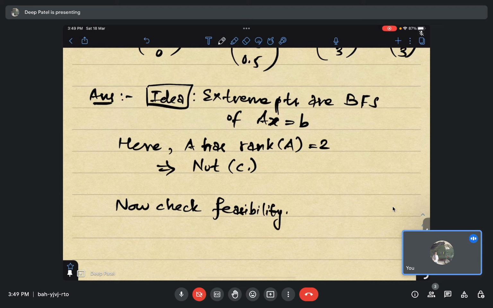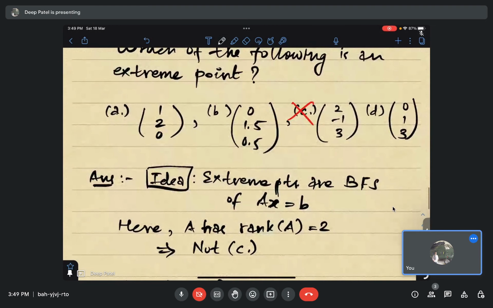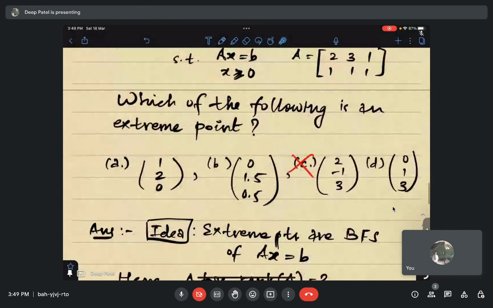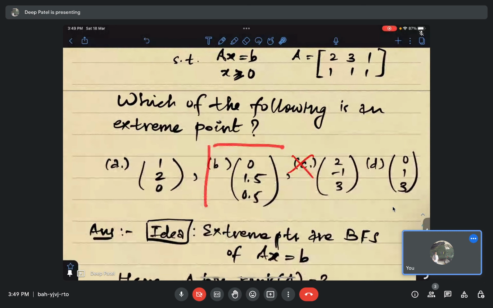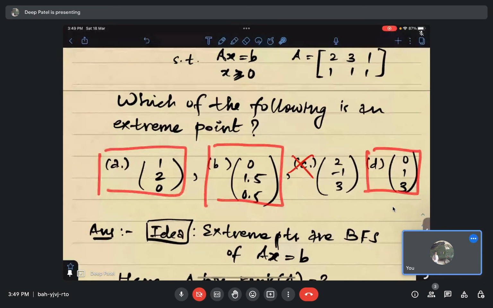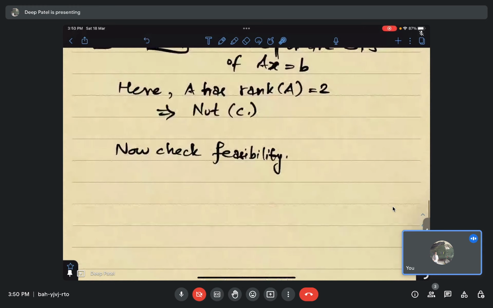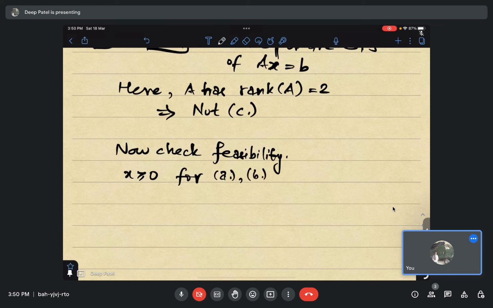So what do you mean by feasibility? All the x's should be greater than zero. Yes, at least that basic check is satisfied here, but there's one more check that we have to do. So we noticed that x is greater than 0 for A, B and D. What about Ax equals b?